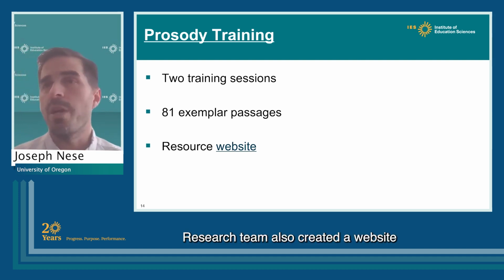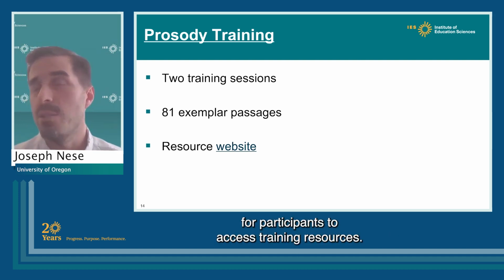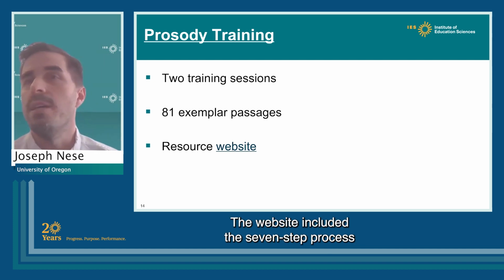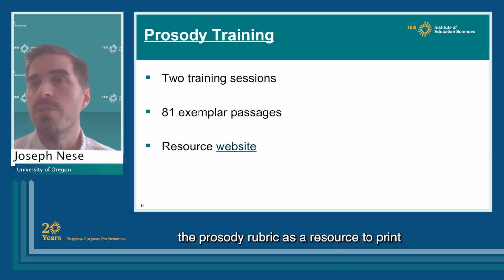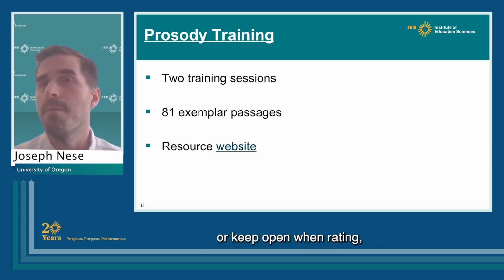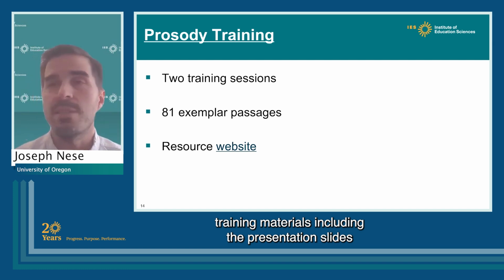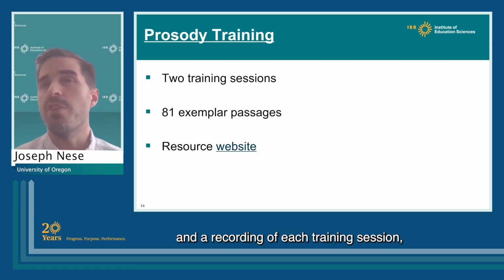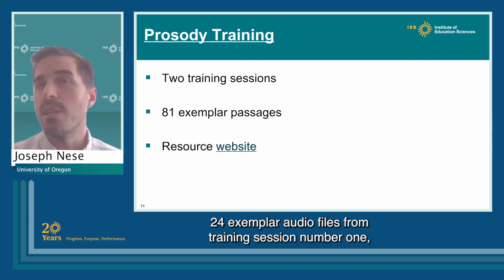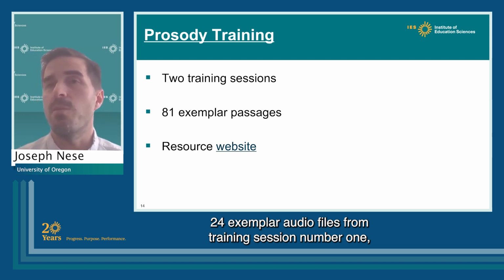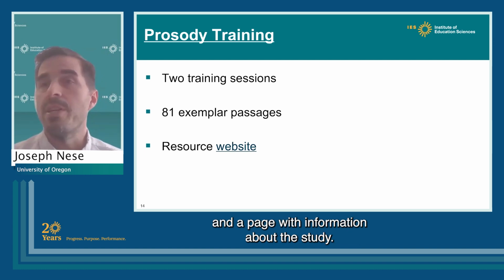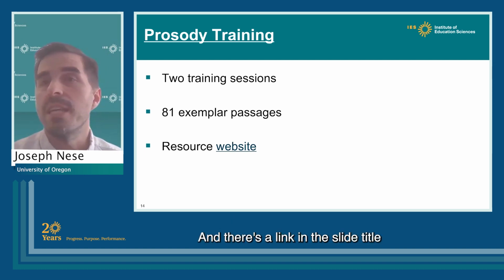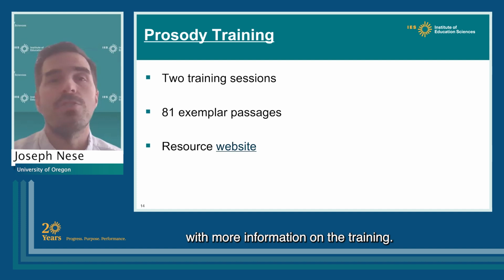The research team also created a website for participants to access training resources. The website included the 7-step process for scoring audio files, the prosody rubric as a resource to print or keep open when rating, training materials, including the presentation slides and a recording of each training session, 24 exemplar audio files from training session number 1, the link to the scoring site, and a page with information about the study. And there's a link in the slide title with more information on the training.